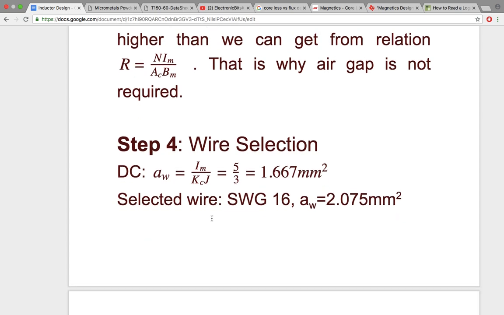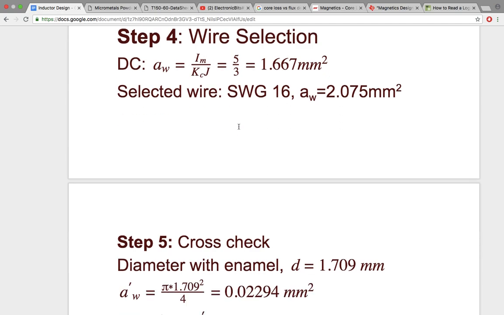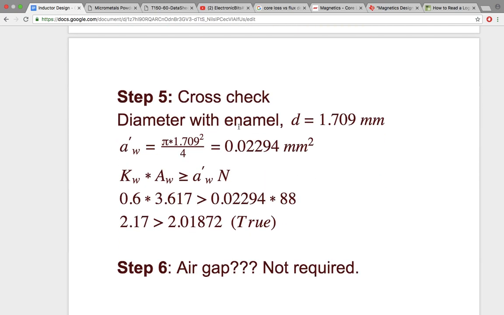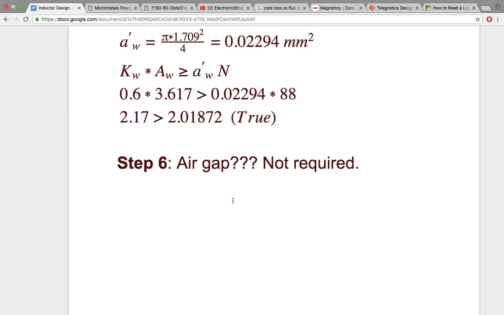Okay, so wire selection is the same method. You just find the cross sectional area, and that's the same procedure. So wire selection will not change, and then the cross check. We again got the same calculations, and then multiplying those numbers you will get the answers. So here also we can see it is being justified. So do we need an air gap? No, not required, because the AL value is justified.